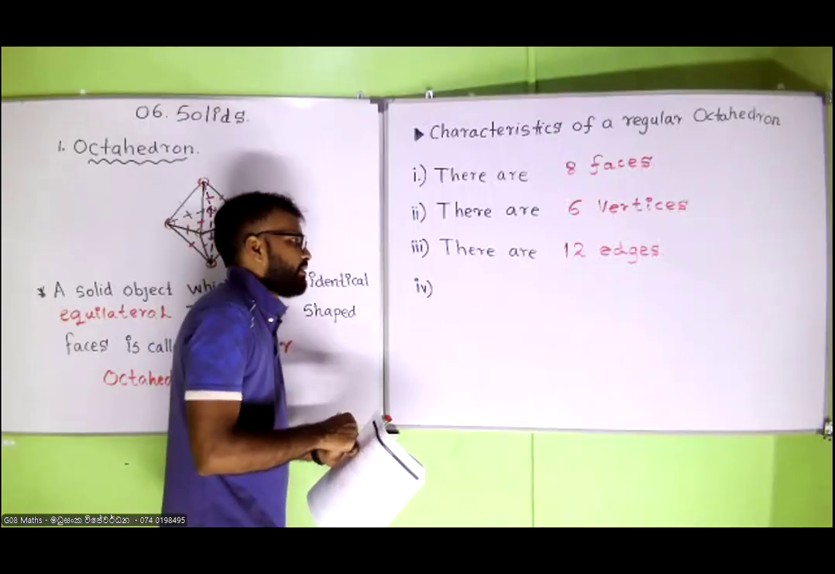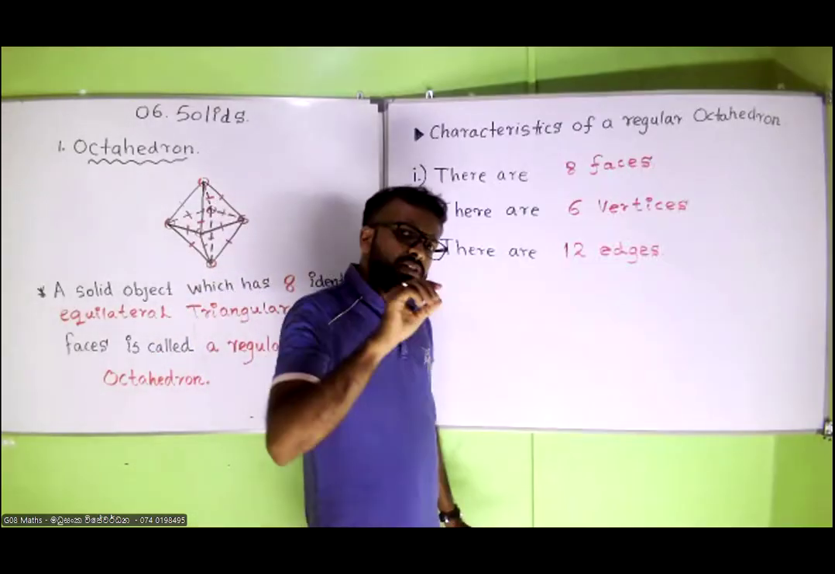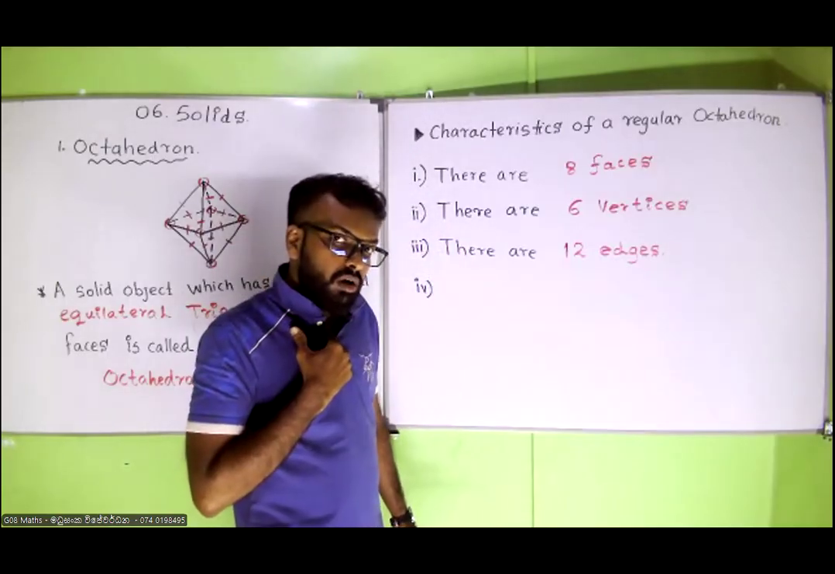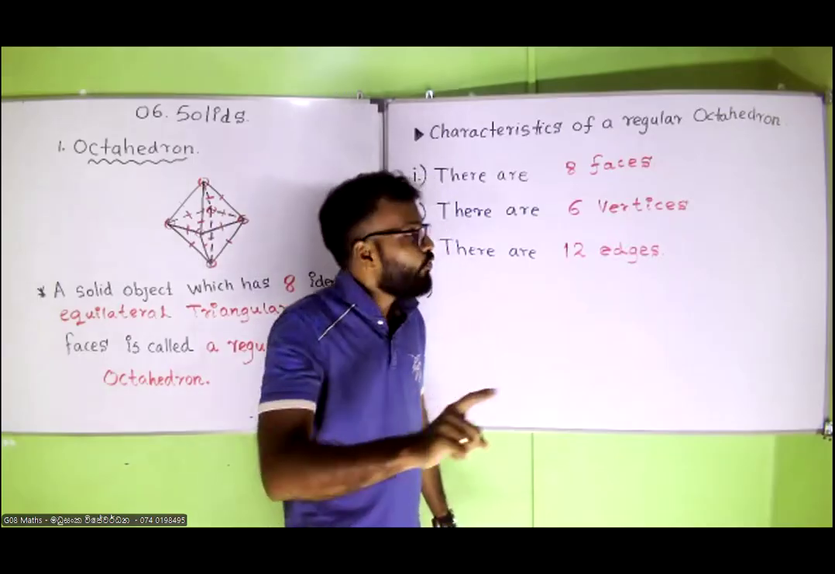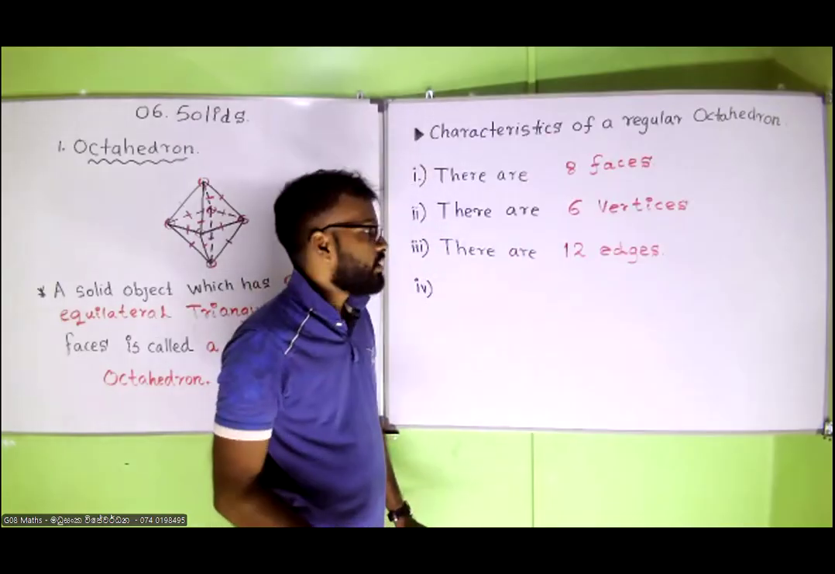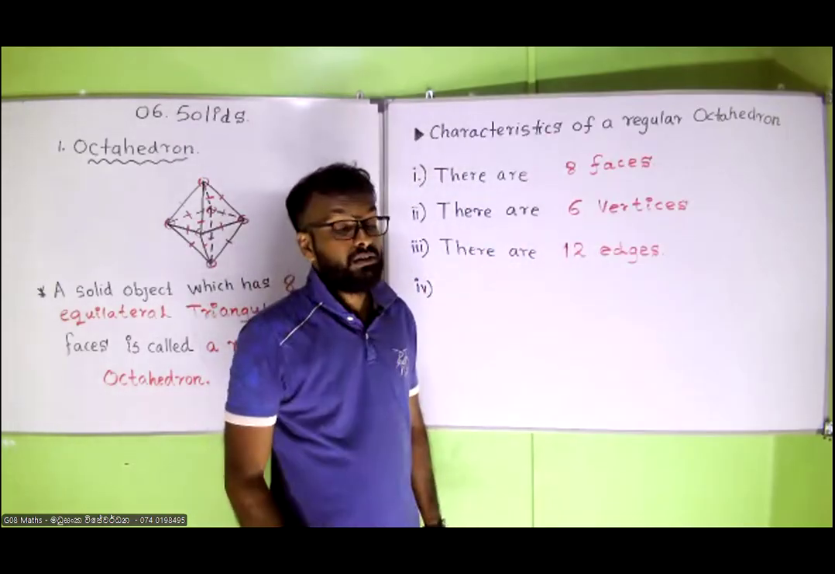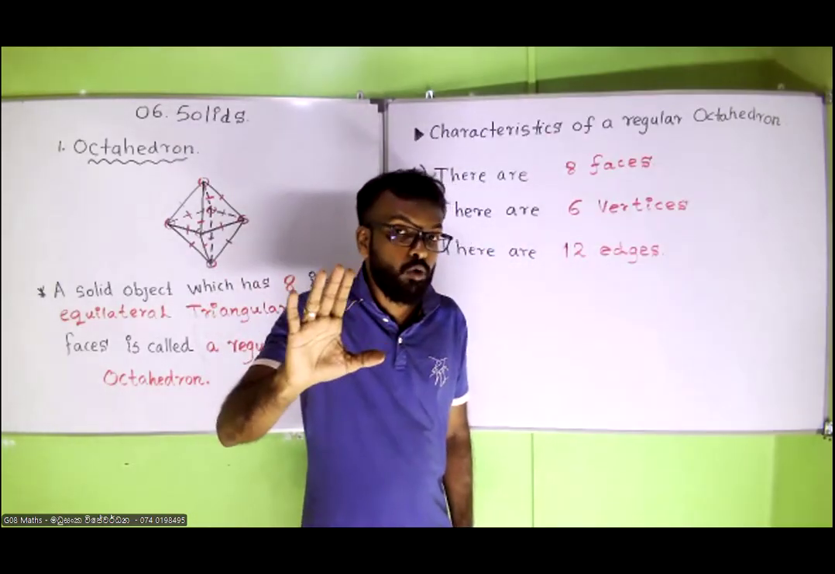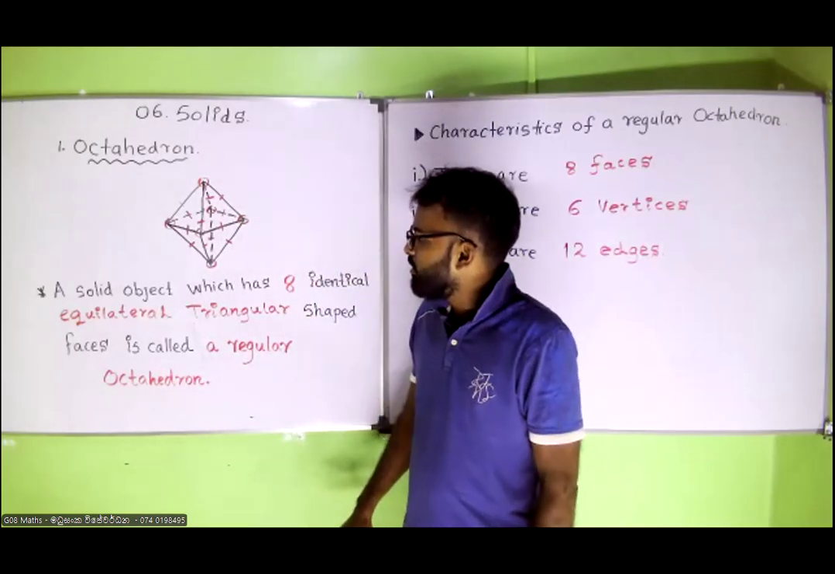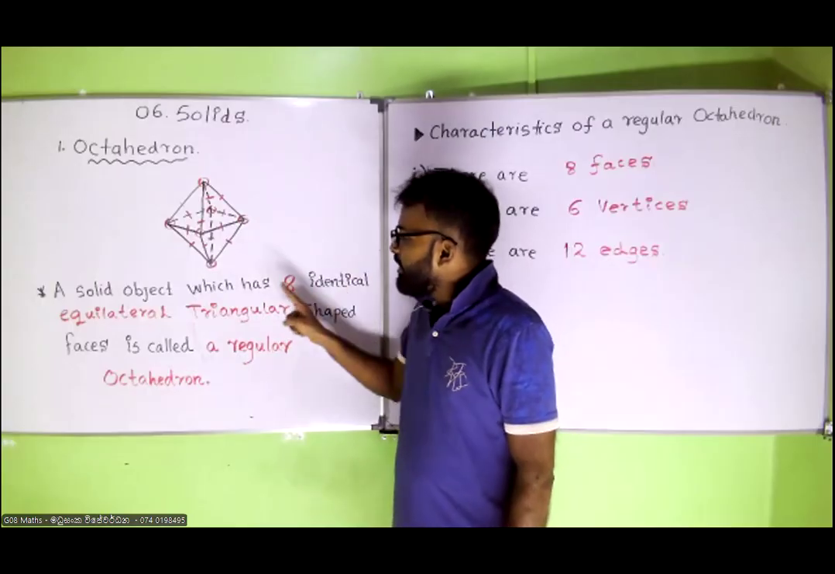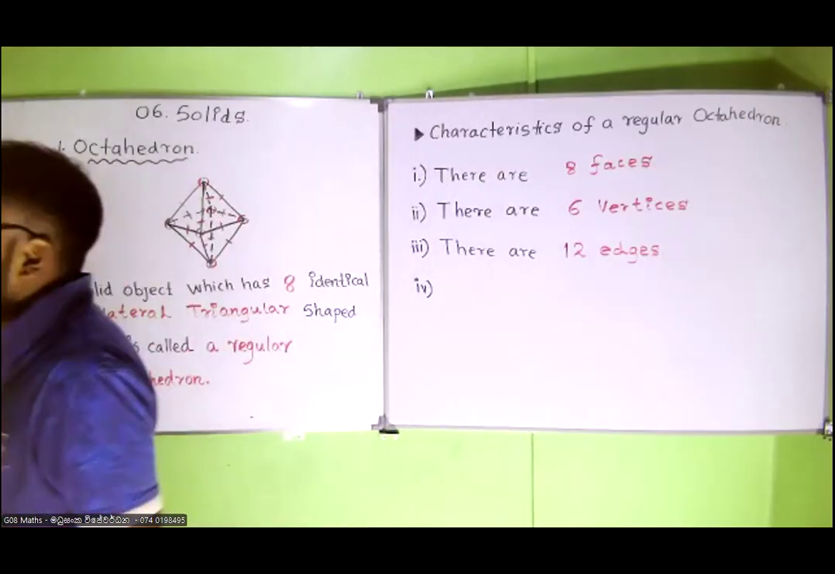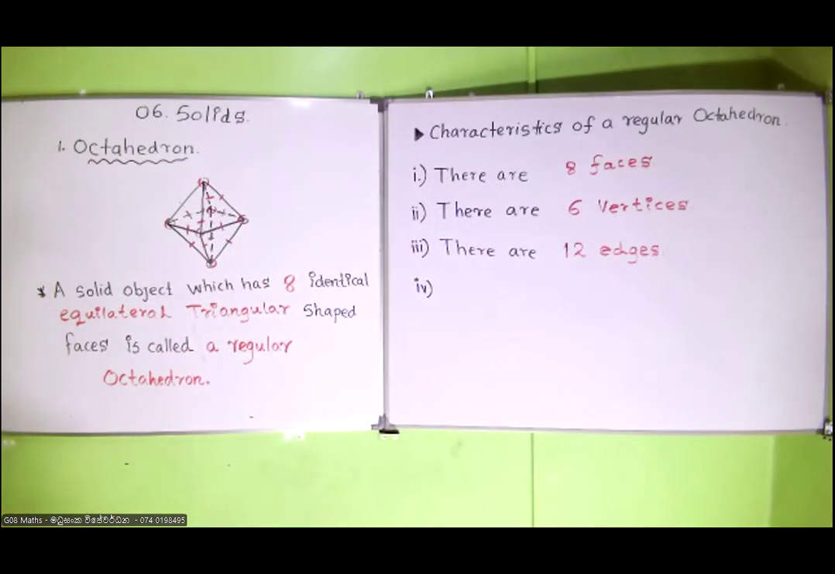So what is the 4th special characteristic that we need to know? We have missed something. Now we know there are 8 faces, 6 vertices, and 12 edges, but we haven't mentioned the special property. What is the special property? Identical equilateral triangular shaped faces.